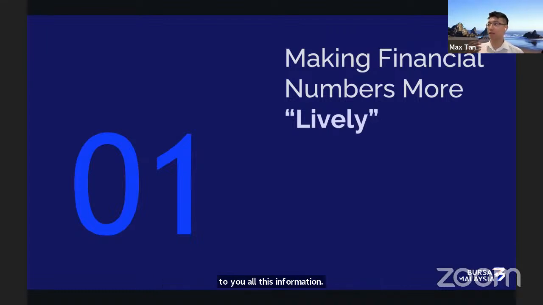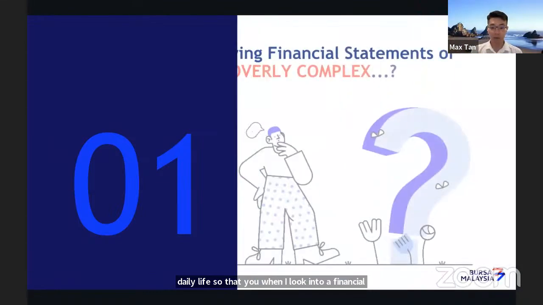If you have the talent to absorb everything, fine, that's good. But for many of us, like myself, I cannot just sit there and listen to the information and expect myself to really learn and absorb whatever has been thrown at us. So I think that holds true also for financial statements. So the number one thing we want to discuss today is making the financial numbers more lively. I'll give an actual case study that links back to our daily life, so that when I look into a financial report, I can imagine what is actually going on behind the numbers.